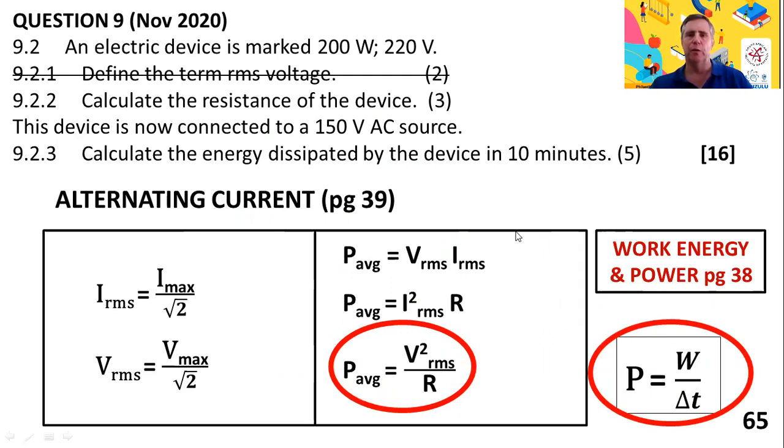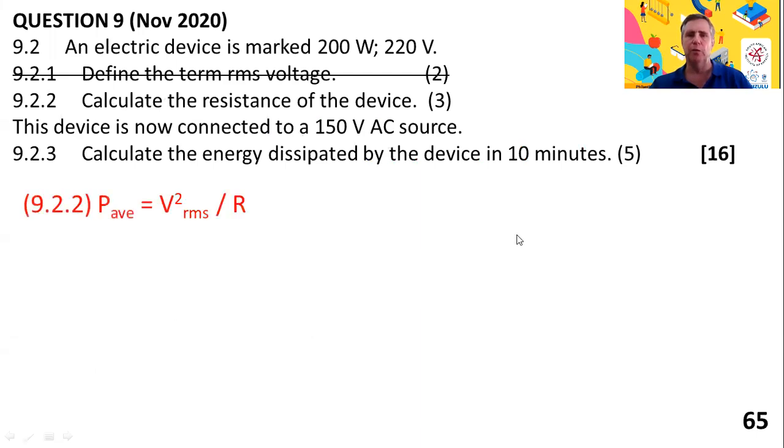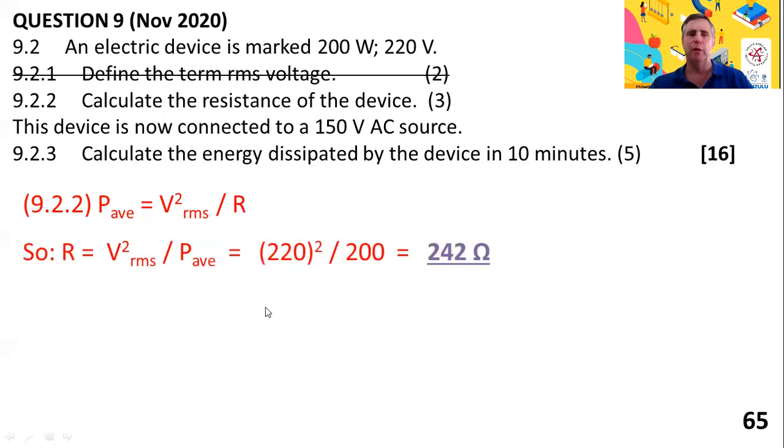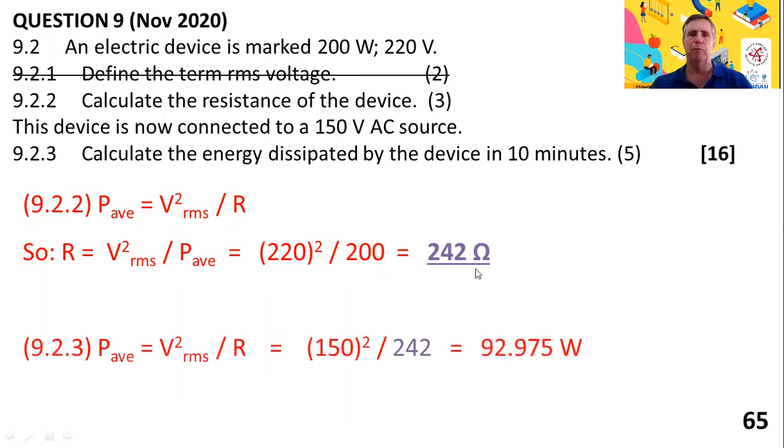Now, this is not difficult to do. Calculate the resistance of the device. Average power equals VRMS squared over R. So we can rearrange that, put in our numbers, and say resistance is V squared over P. 220 is what we were given for the voltage. 200 we were given for the power. That gives us a resistance of 242 ohms. Not difficult. Now we're going to carry that value forward.